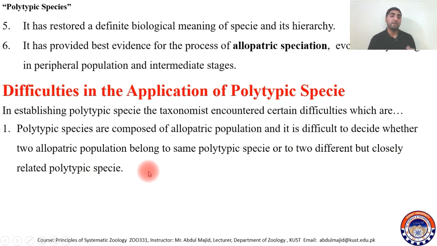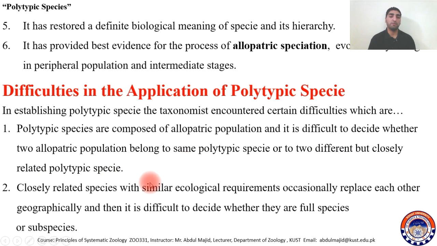So when scientists are going to classify or study these allopatric populations, it is very difficult for them because such species have very close resemblance. So it needs a very keen eye and a very keen study to classify them properly. Scientists face these problems during classification. They cannot decide whether the two allopatric populations belong to the same polytypic species or if they are two different but closely related polytypic species. So the first problem is this one.